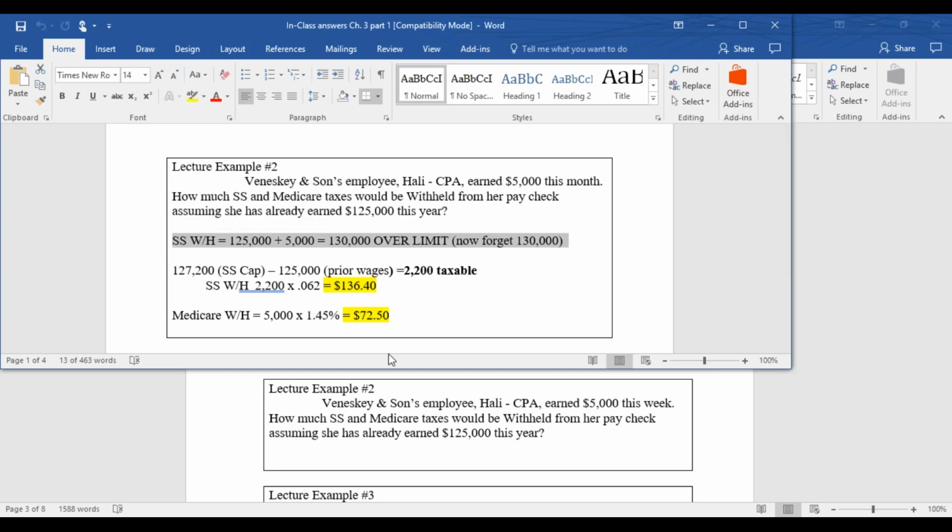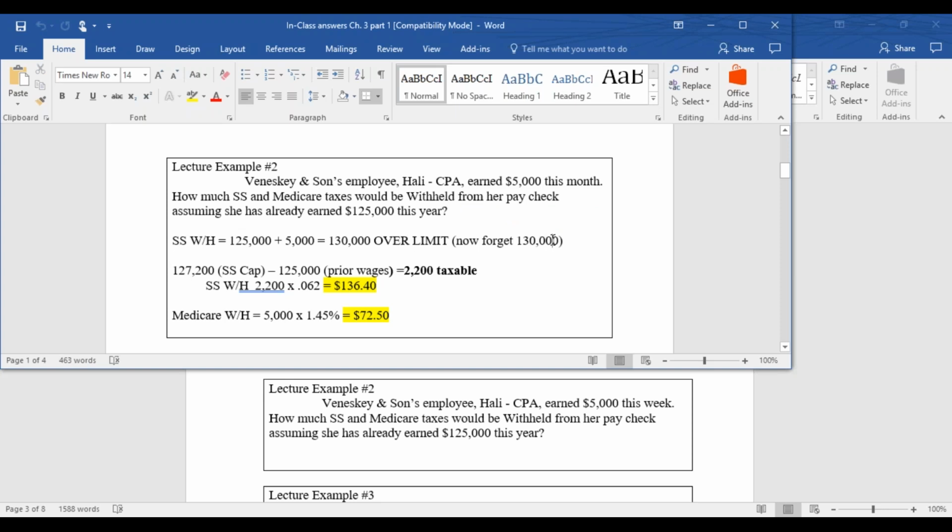Is she over the limit, yes or no? Once I determine that yes, she is over the limit, I no longer use this $130,000. Pretend that it's not there. That's why I put here, now forget it. So many people want to try to use this in future calculations. You don't want to do that.